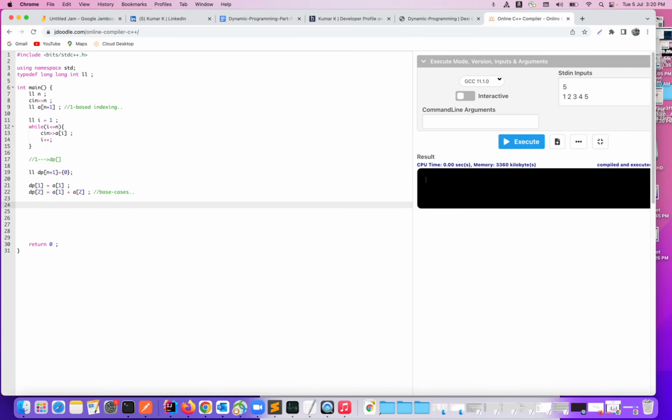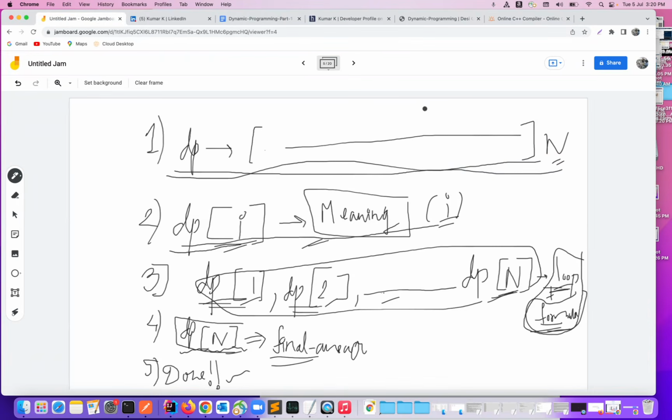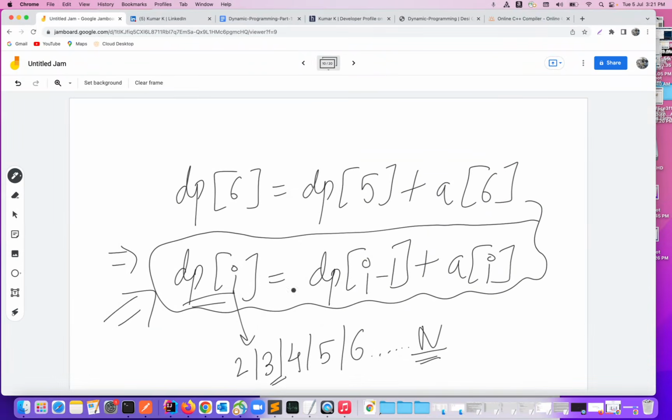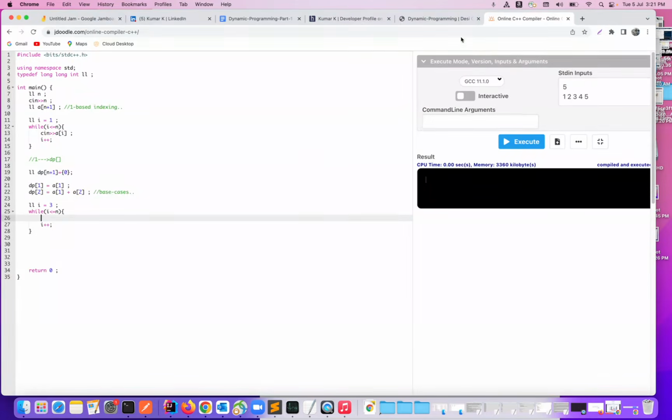Okay, guys. Now let's start the loop from index 3, and let's run the loop till n, and let's write the formula. What was our formula? If I go back to our formula, it was dp of I is nothing but dp of I minus 1 plus a of I.